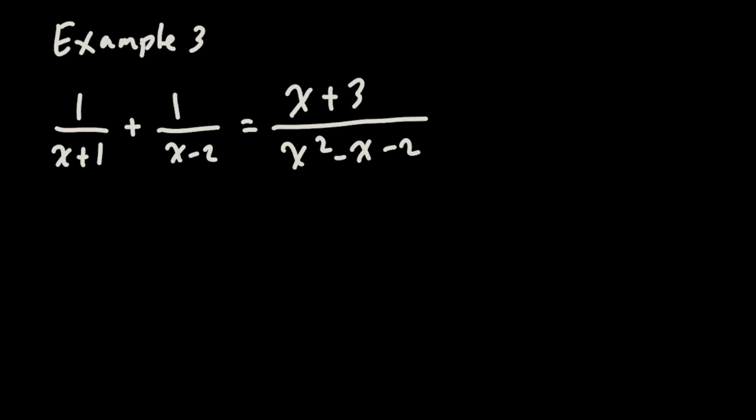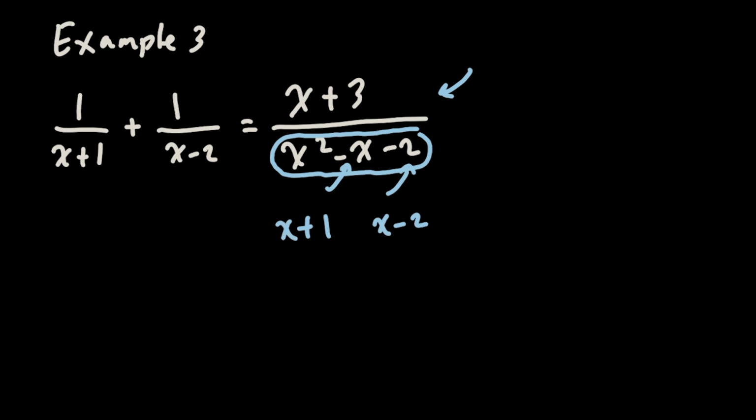Let's see another example. So we want to find the value of x in this equation. So the first step that we should do, we should factor this denominator. So we are searching for two numbers, the summation of them is -1 and the multiplication of them is -2. The two numbers are +1 and -2. And we'll put x here, so this is the factoring.